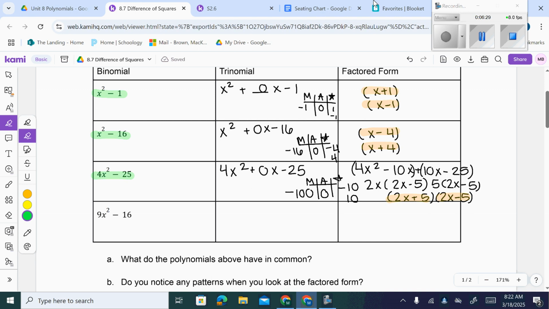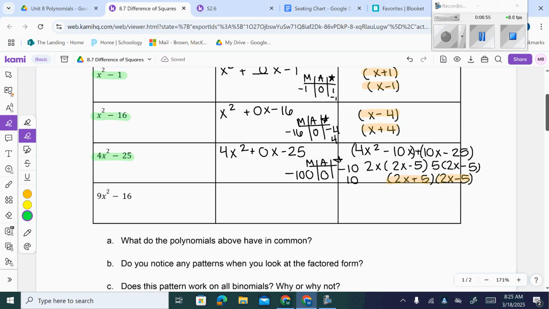So, without doing any work, in your group, not out loud for the whole world to hear, I want you to take a guess of what you think this answer is going to be right here without doing any work. See if you can find a pattern to figure out what's going to go. What is 9x squared minus 16 going to become? Don't yell it out. Just talk about it. Before we talk about the answer, okay?